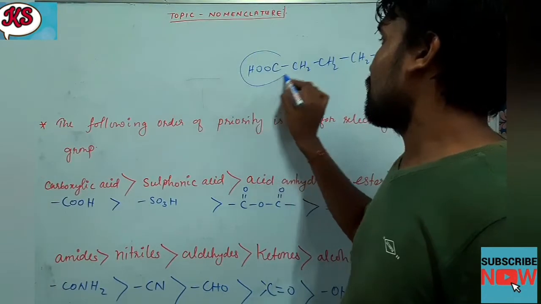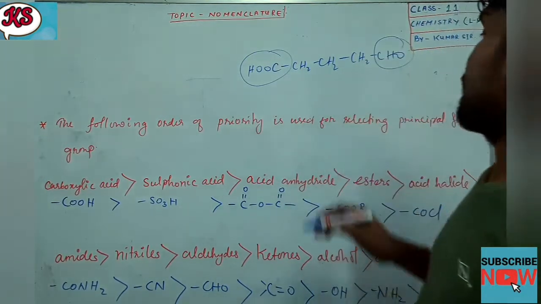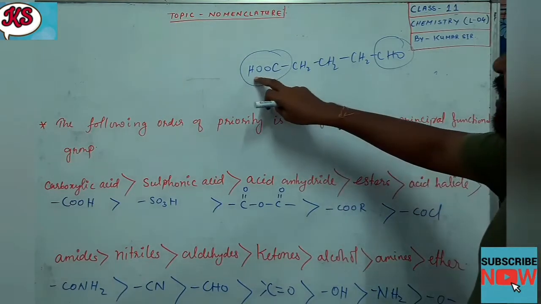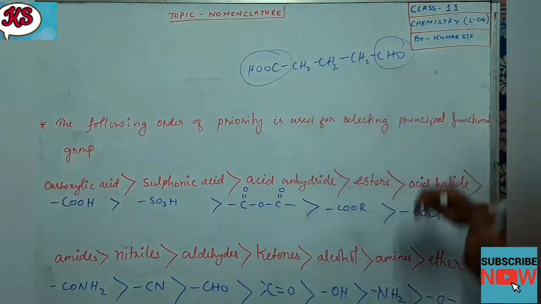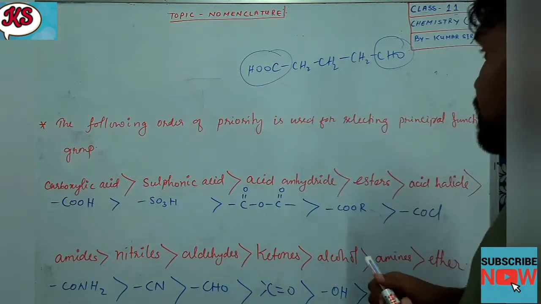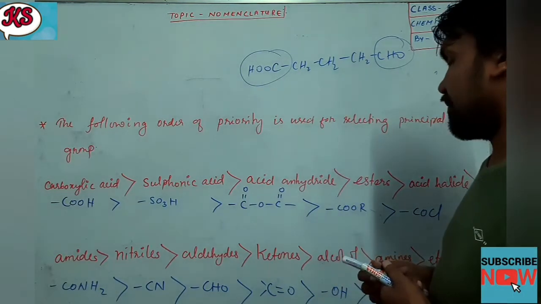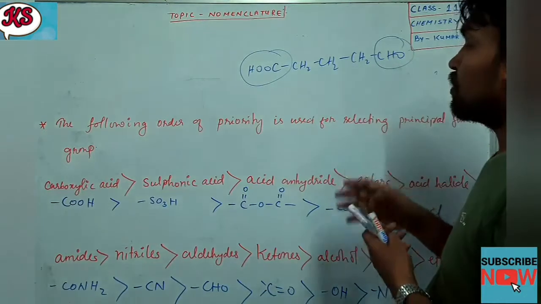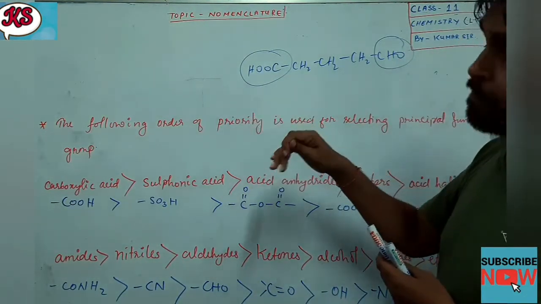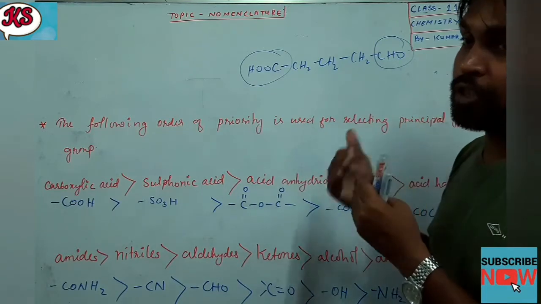So see here, this is also a functional group, this is also a functional group. So if this condition is there, like COOH and CHO, both are functional groups. Now from where to start, which one is to be given first preference? If you are given this kind of question, which one will be given the first preference? How do I know which one I will name 1 and which one I will name last? Which one will be given the first priority?